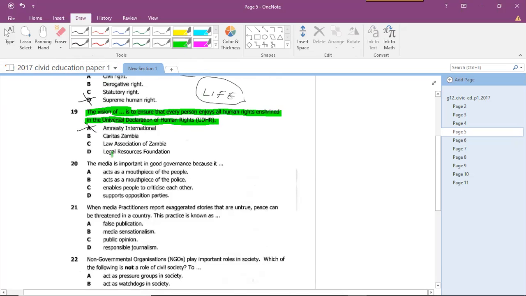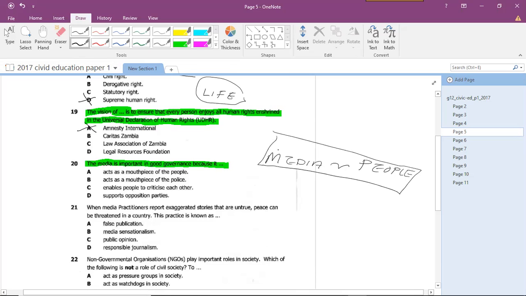So let's look at our last question. The media is important in good governance. So why is the media important in good governance? Media is directly proportional to the people, because all journalists are actually interested in getting the people's opinion, regardless of what the government thinks. So we need a free media in the country to represent people's opinions and views. So act as a mouthpiece of the people.